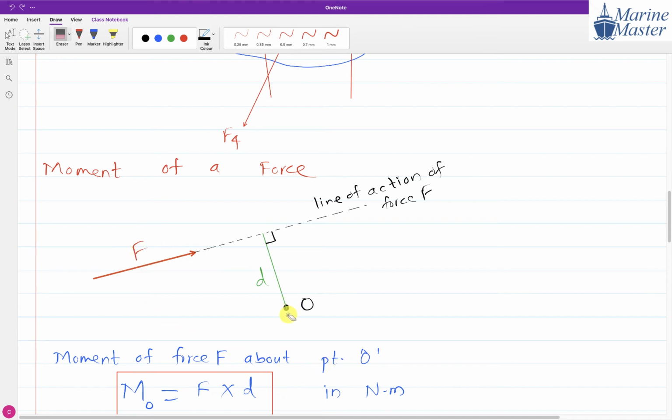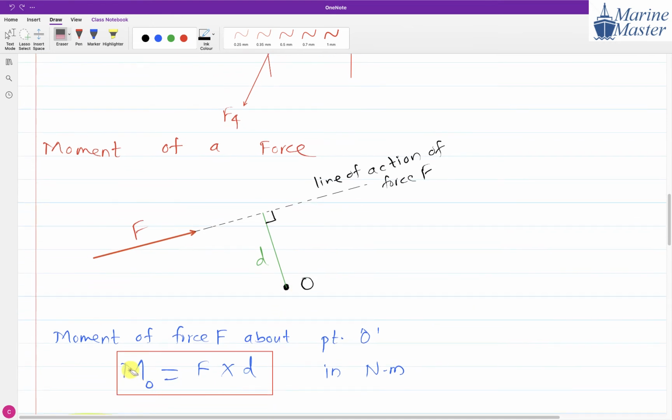We will denote it by M_O, with suffix O, and it will be equal to F into d. What will be the unit of force F? Newton. What will be the unit of distance d? Meter.